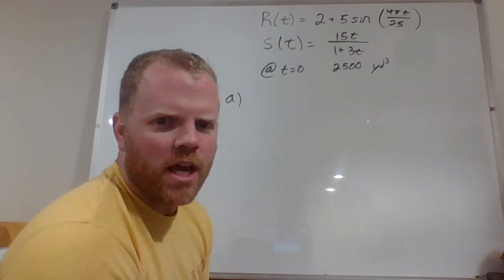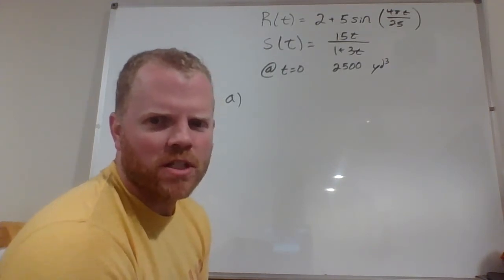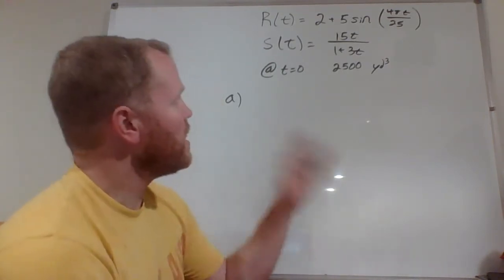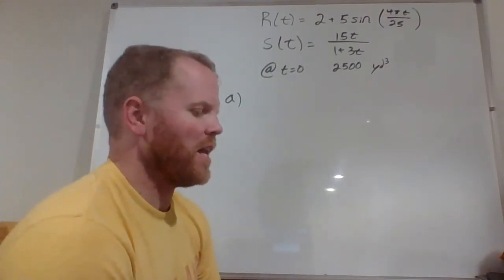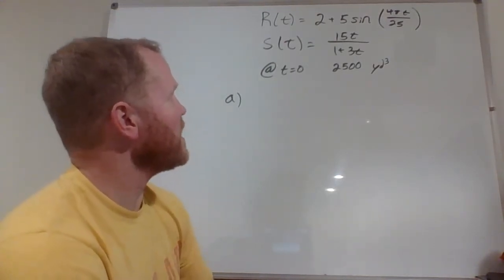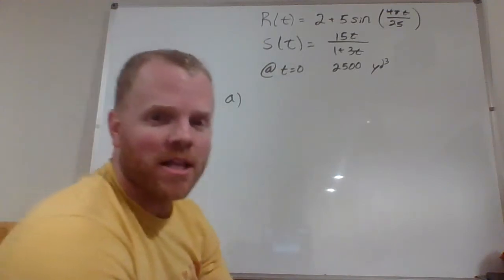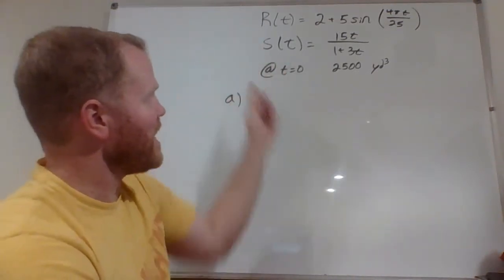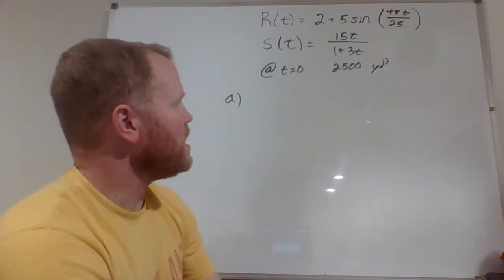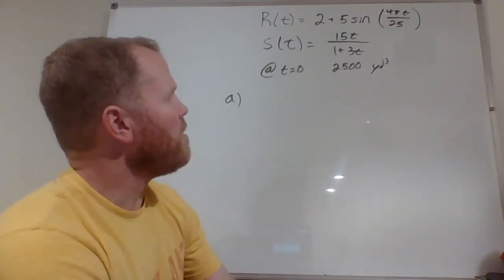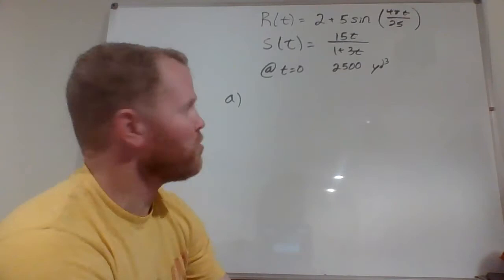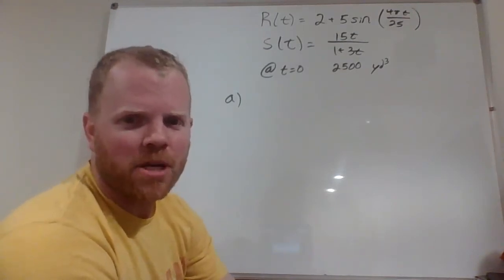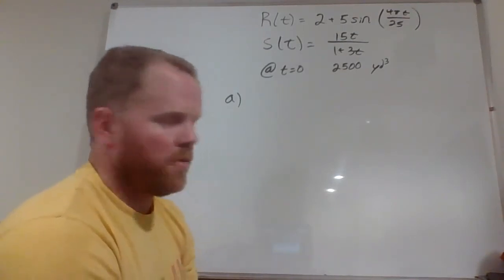So the first question is, how much sand will the tide remove from the beach during this 6-hour period? They give you a story about sand and that the tide is eroding sand at a rate given by this R of t function, but they're putting sand back on the beach, modeled by this S of t function, and at t equals 0, there happen to be 2,500 cubic yards of sand on the beach. But anyway, let's just get to it.